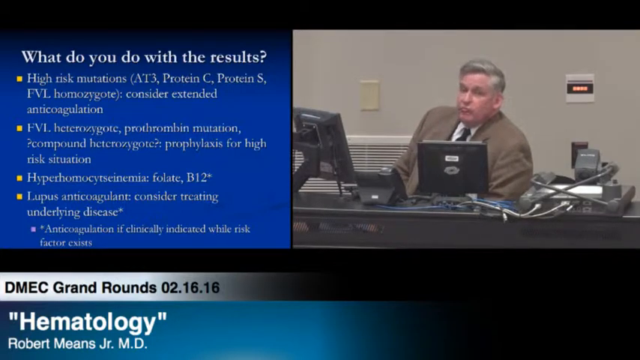So if you had someone who has had a DVT and they have high-risk mutations, antithrombin III, protein C, or protein S, and a lot would say factor V Leiden homozygosity, then you would consider, in the scenario I outlined for you, potentially putting them back on anticoagulation if their risk of bleeding is low, and leaving them on it for a prolonged period of time, basically until their risk of bleeding starts to act up. If you have people who have lower risk things, factor V Leiden heterozygotes, prothrombin mutation, there's some debate about whether a compound heterozygote for factor V Leiden and prothrombin mutation is a high risk or a low risk. Then I would just give them prophylaxis for a high-risk situation and go from there.